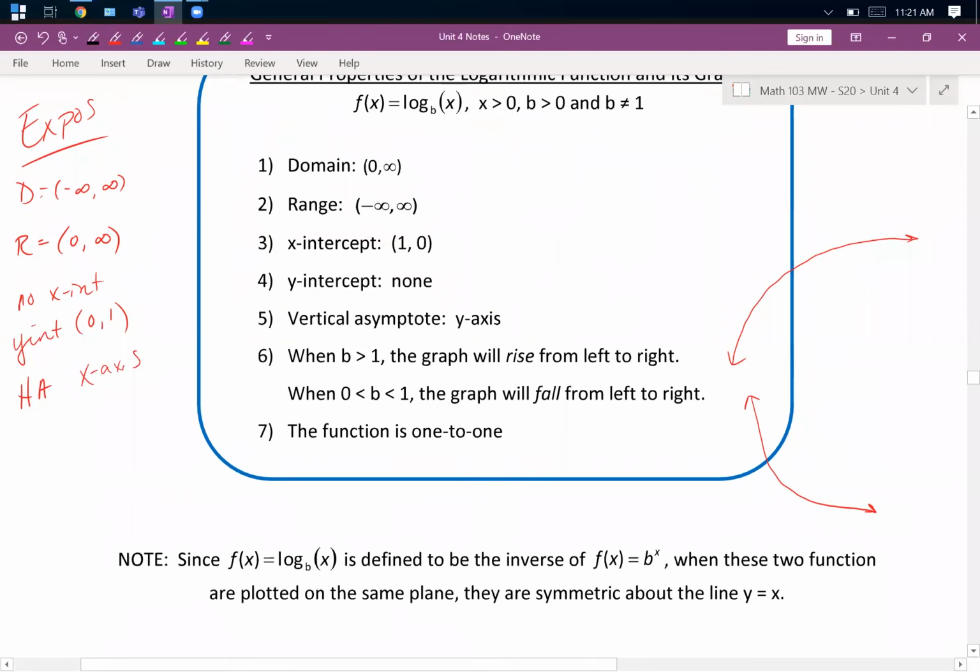Just a note here that since log base b of x and b to the x are inverses of each other, if we were to graph them, the two graphs would be symmetric about the line y equals x, which is just our third property of inverse functions.